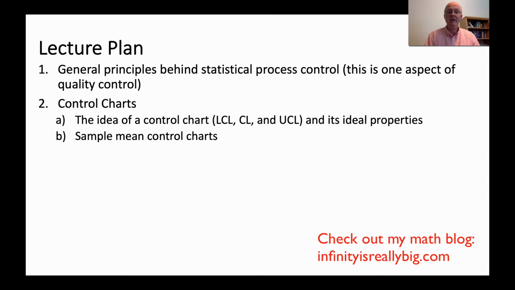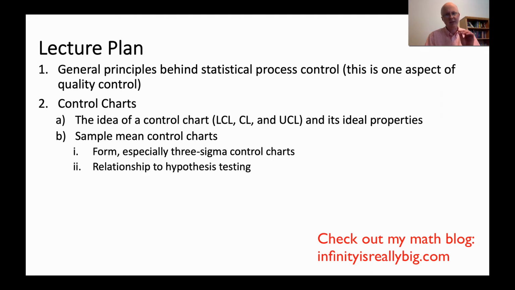We'll look at also what its ideal properties are. We'll look at sample mean control charts, first in theory, but ultimately in practice. What kind of form do they have? What do they look like? How are they constructed? Especially what are called 3 sigma control charts. We'll look briefly at the relationship of these charts, and how to use them, to hypothesis testing. We'll look at run length distribution and expected value. In other words, how long will it take until you see your first out of control observation on average.